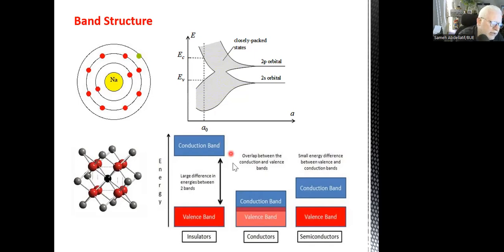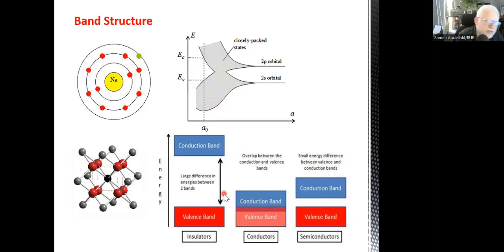So in conductors, for example, the valency band and the conduction band nearly overlap. So electrons don't need to make an effort to transfer from the valency band to the conduction band. That's why you have a lot of free electrons in this type of material.